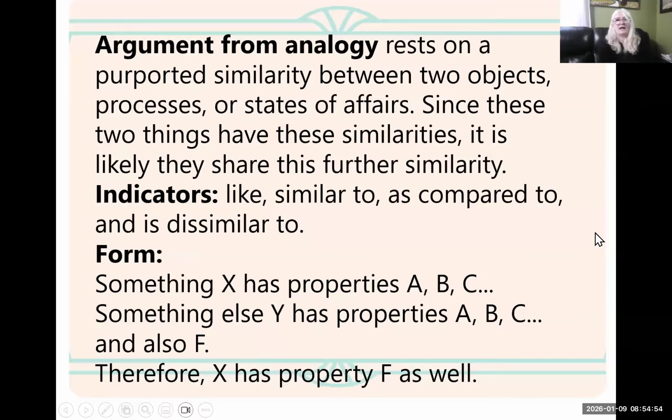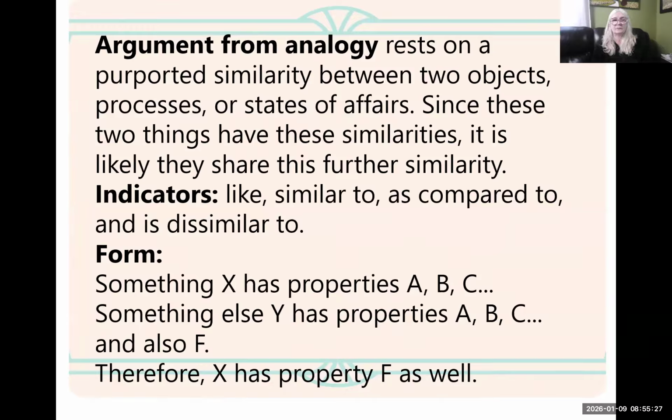So an argument from analogy rests on a purported similarity between two things. They can be objects, processes, states of affairs, meaning how things are in the world. Since these two things have these similarities, it is likely they share a further similarity, and that's the inference. Indicators of analogical reasoning include words like, is similar to, as compared to, also, even is dissimilar to.